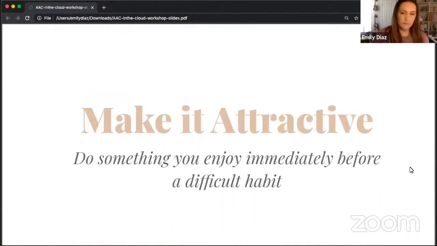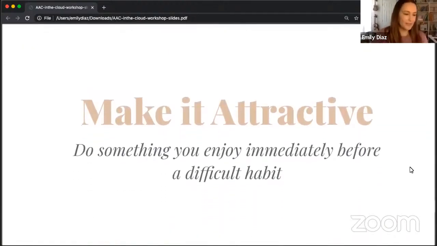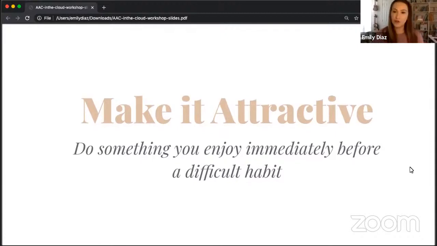All right, getting close to the end here. The second one is make it attractive. If you want to build a habit, you have to make it attractive. And one way in the book that he recommends doing this is to do something you really enjoy immediately before a difficult habit.